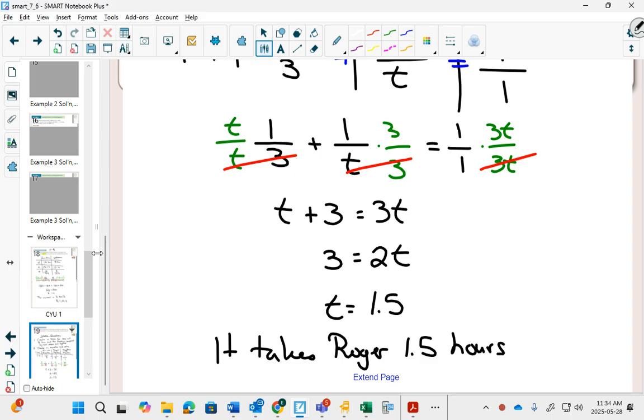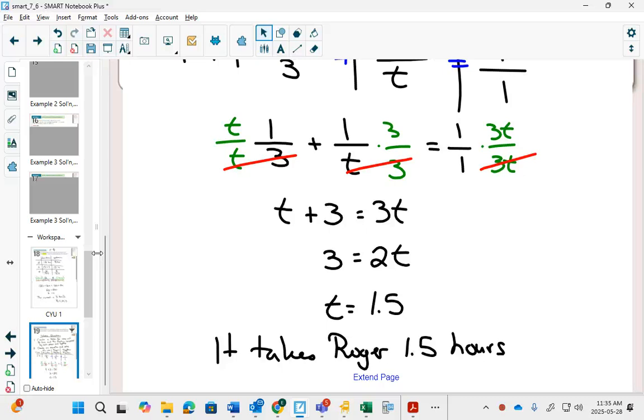I think Roger's paintbrush is twice as thick as Marissa's. That's why he can paint twice as fast. Could be a possibility. It only takes him 1.5 hours to do it on his phone. Or maybe Marissa's just always on her phone. You're supposed to be working.